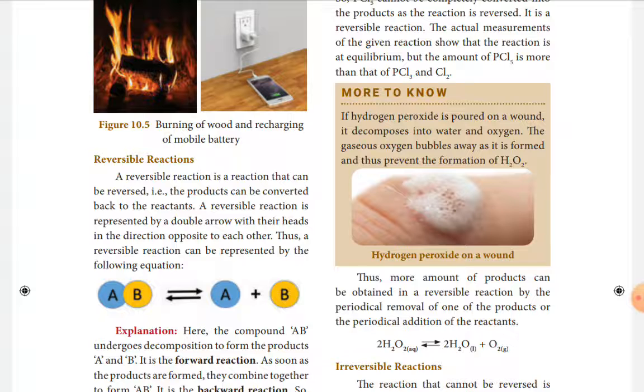So if you remove the product periodically, what will happen? More product can be obtained in the reversible reaction. When you remove the product, any product... suppose the products are not removed, the reaction takes place under suitable condition, and if you don't remove the product, it will attain equilibrium at one stage.